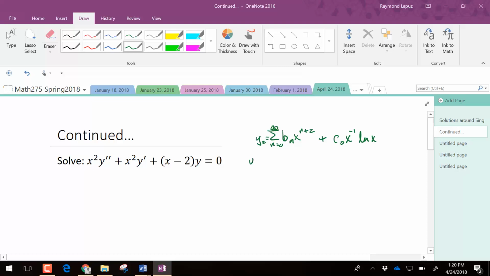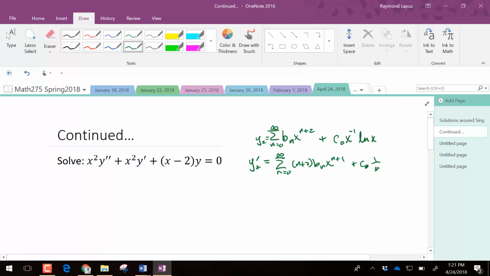So we're going to want to find its derivatives again. And this is going to give us the sum from n equals 0 to infinity of n plus 2 b sub n x to the n plus 1. And then the derivative of this, c sub 0. And then we have to do the product rule. Derivative of the first times the second.